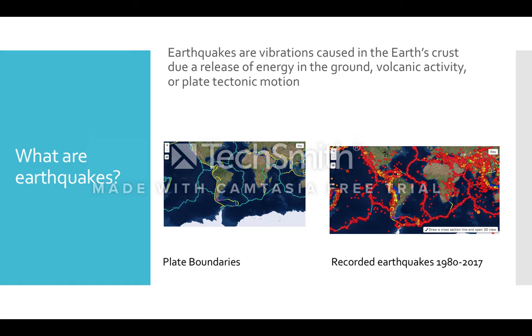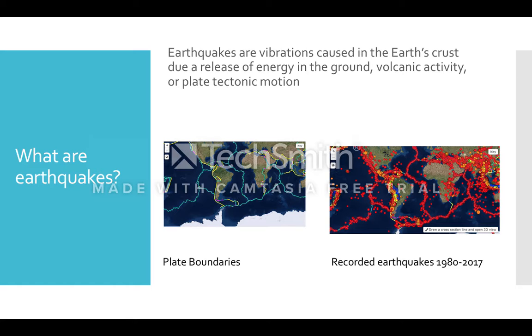What are earthquakes? We've already discussed previously that the Earth is divided into several layers. The outer layer, also known as the crust or the lithosphere, is divided into tectonic plates. Earthquakes are a result of vibrations that occur under the ground from a release of energy, oftentimes due to plate tectonic motion. It could also happen due to volcanic activity.